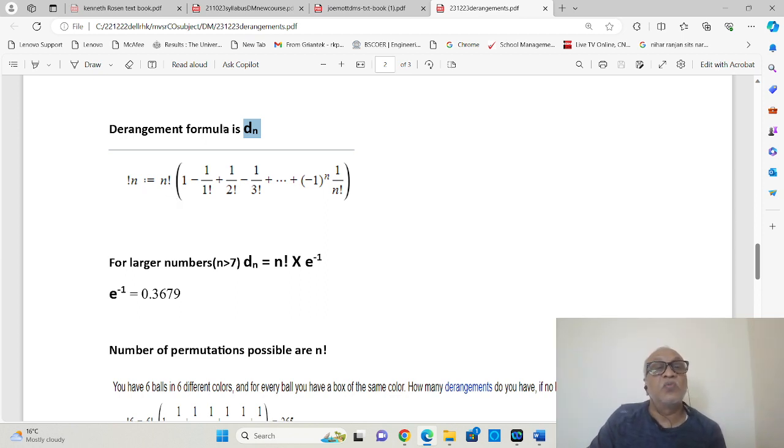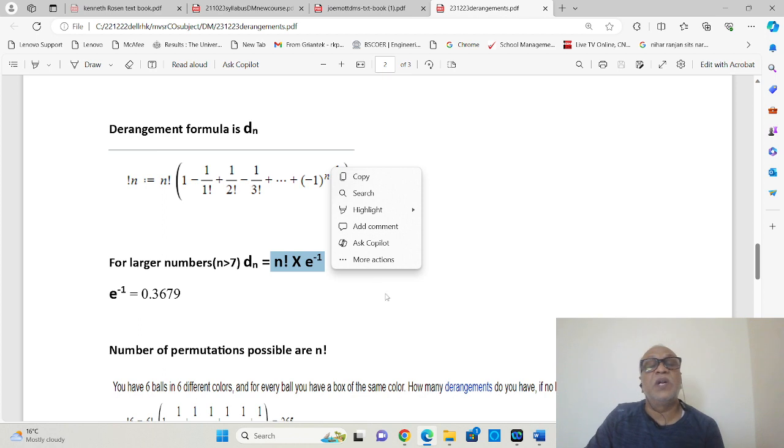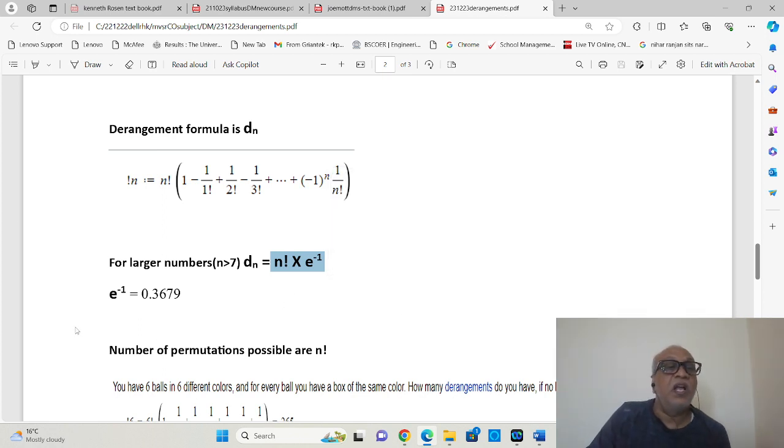So the formula for Dn is n factorial in the bracket 1 minus 1 by 1 factorial plus 1 by 2 factorial minus 1 by 3 factorial plus, last, minus 1 to the power of n, 1 by n factorial. This is the formula. Now this formula works if the number is small. If the number is large, this formula will be given as n factorial multiplied by e to the power of minus 1. And what is the value of e to the power of minus 1? That is 0.369. So what is the definition of large numbers here? The definition of large numbers is n greater than 7.